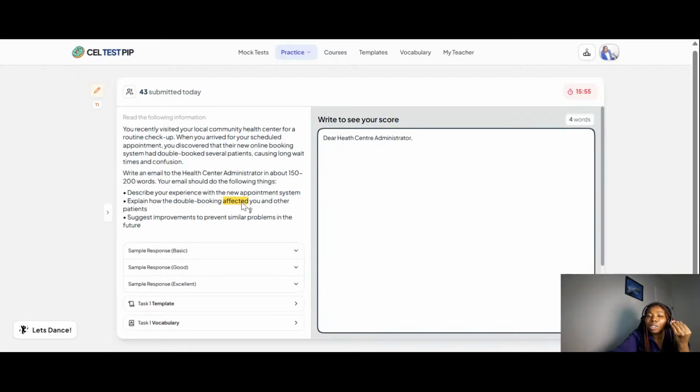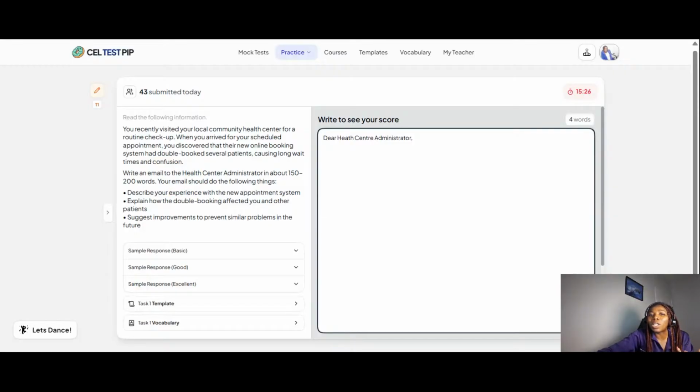How did it explain how it affected you? You just mix it up. You'll be mixing it up with what you have in your background story. So I'll say that I realized that a lot of the patients had been booked for the same time slot, and this caused a lot of confusion and overcrowding, because of course many people will be in the same spot when two people have been double booked.